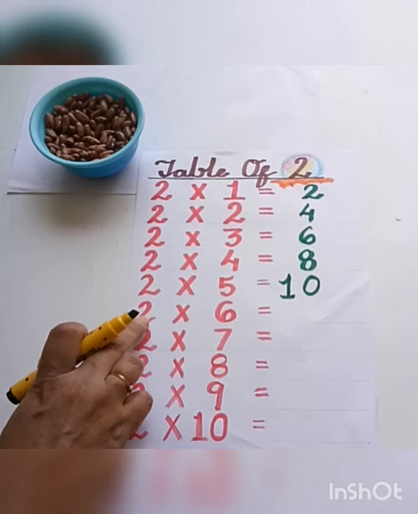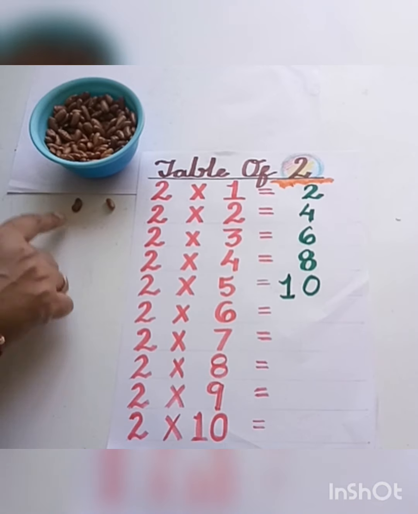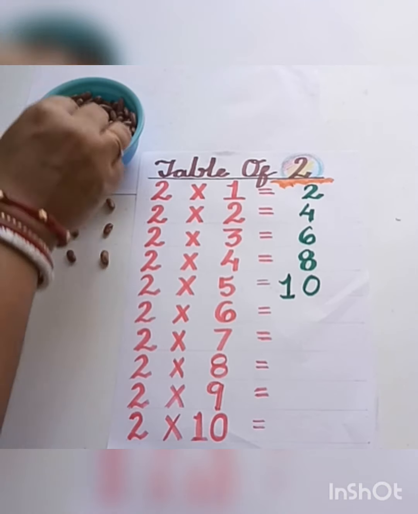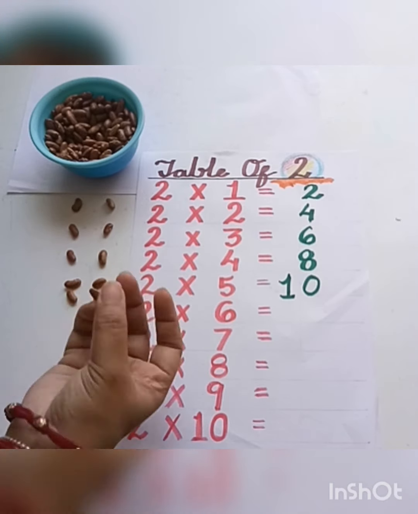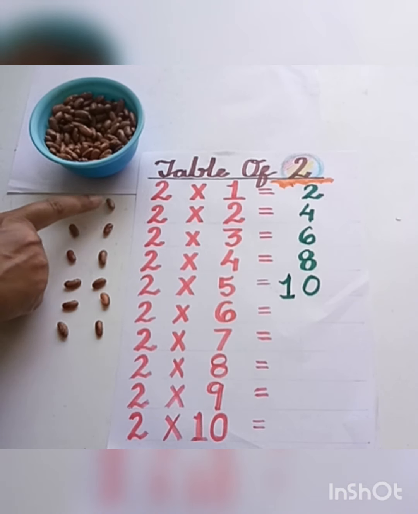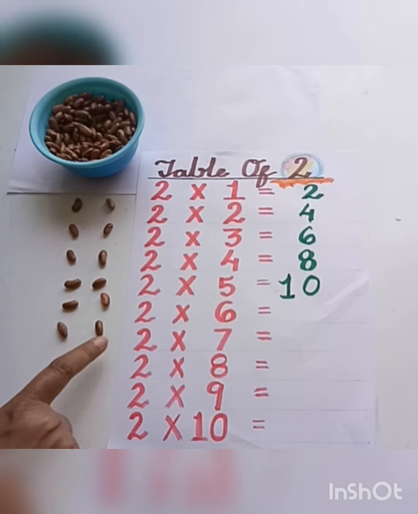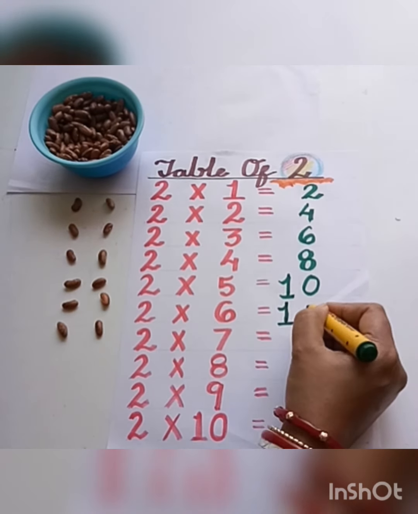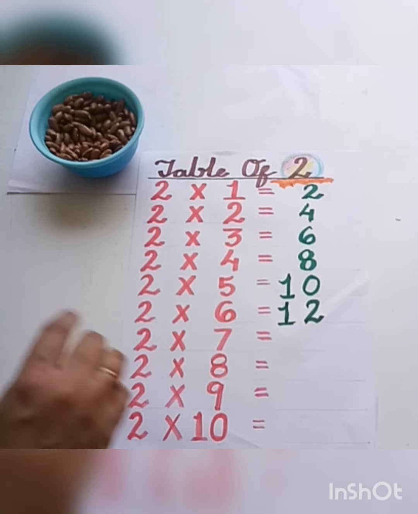2 sixes are quantity of 2 beans. 6 times, 1 time, 2 times, 3 times, 4 times, 5 times, 6 times. Now let's count it. 1, 2, 3, 4, 5, 6, 7, 8, 9, 10, 11, 12. So let's write 12. 1, 2, 12. Now let's see the next.